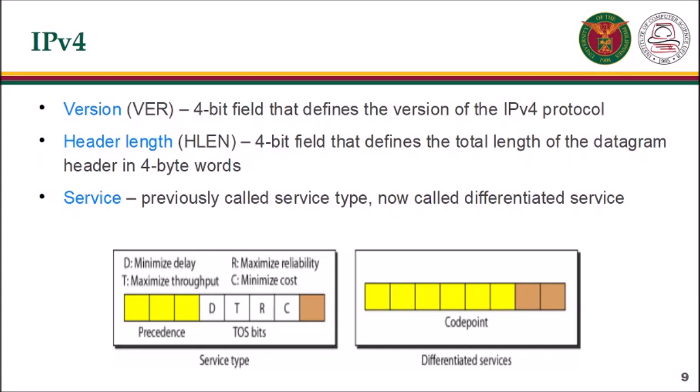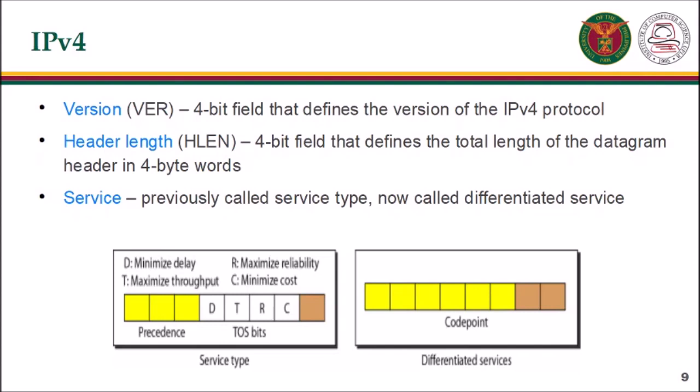The 4-bit version number field defines the version of the IPv4 protocol, which obviously has the value of 4. The 4-bit header length field defines the total length of the datagram header in 4-byte words. The IPv4 datagram has a variable length header. When a device receives a datagram, it needs to know when the header stops and the data, which is encapsulated in the packet, starts.